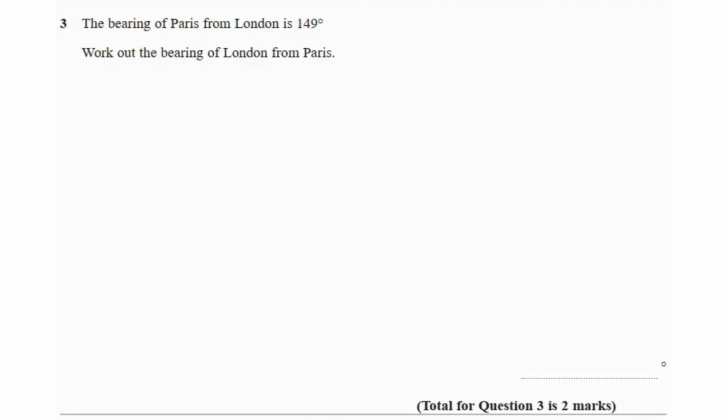As you know, we're continuing with the same playlist where we're doing exam questions topic wise. Today we're going to do bearings, which is a part of geometry and angles.